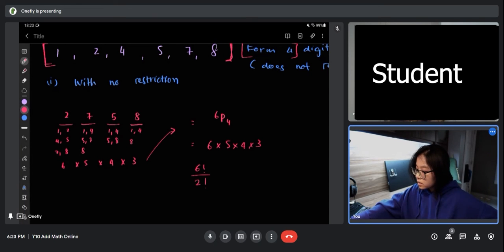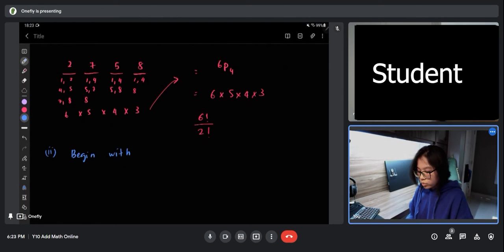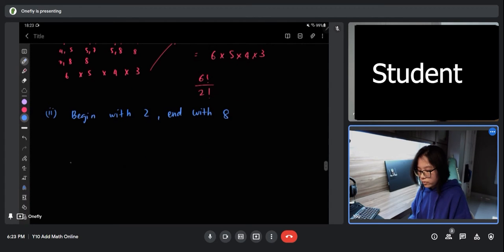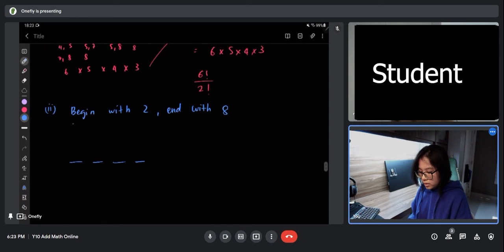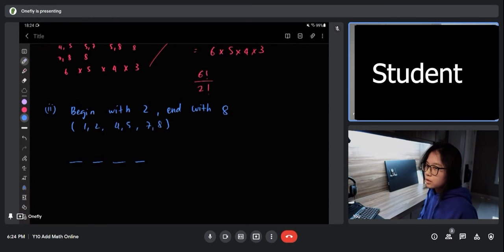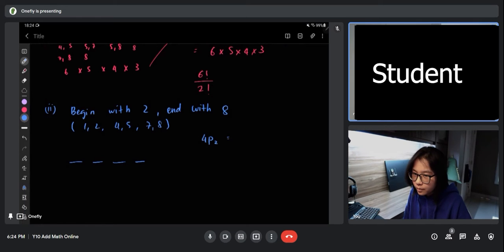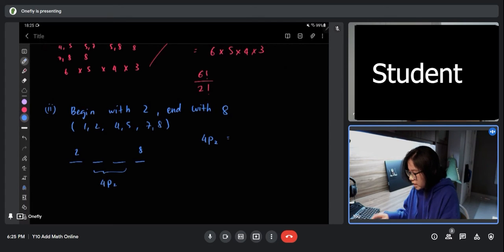Okay, let's continue. Let's say I give you a condition: form 4-digit numbers that begin with 2 and end with 8. If you want to refer, we have 1, 2, 4, 5, 7, 8. 4P2. Can you explain how you got 4P2? The total number we have is 6, but the spots say begin with 2 and end with 8, so we only have 4 options, and for the 2 remaining slots we get 4P2. Okay, very good.